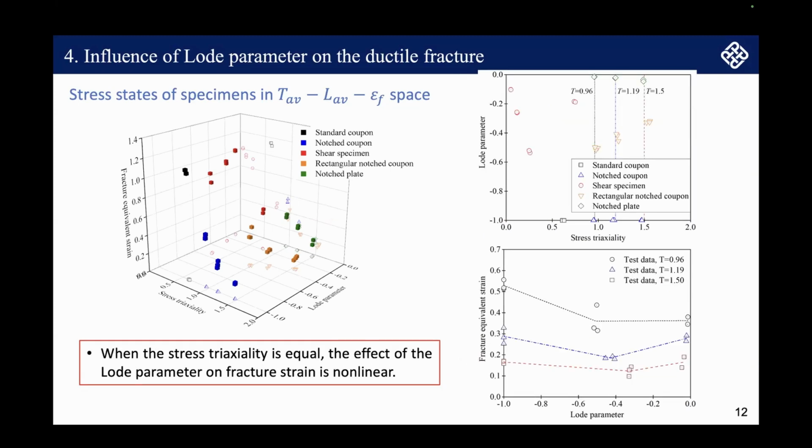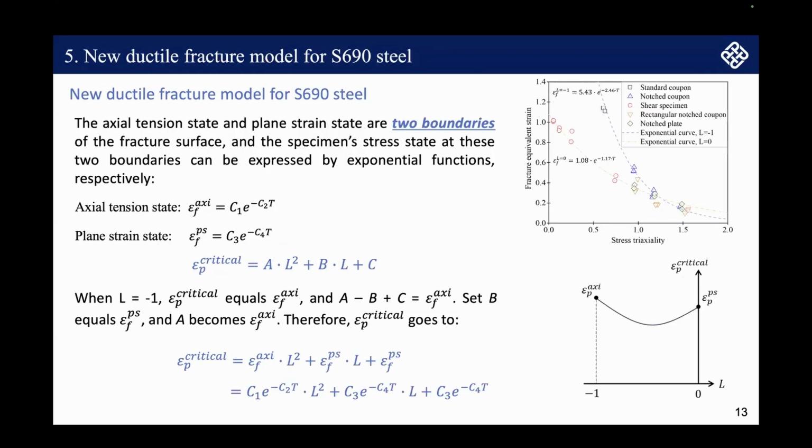And now we see this space in the side view. When the stress triaxiality is equal, the effect of the Lode parameter on fracture strain is nonlinear. It decreases first, then increases. Based on the findings, a new ductile fracture model for high-strength steel is proposed.